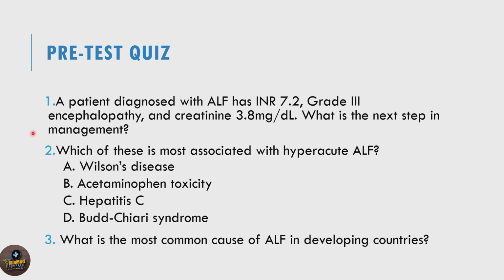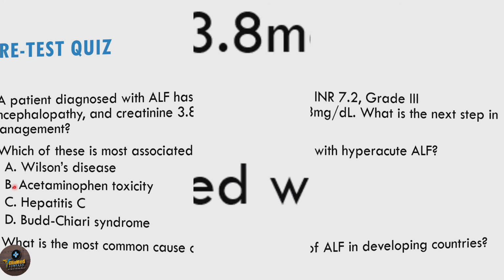Question 2. Which of these is most associated with hyperacute acute liver failure? Wilson's disease, acetaminophen toxicity, hepatitis C, Budd-Chiari syndrome. Question 3. What is the most common cause of acute liver failure in developing countries? At the end of the lecture, you should be able to provide answers to this pre-test quiz.